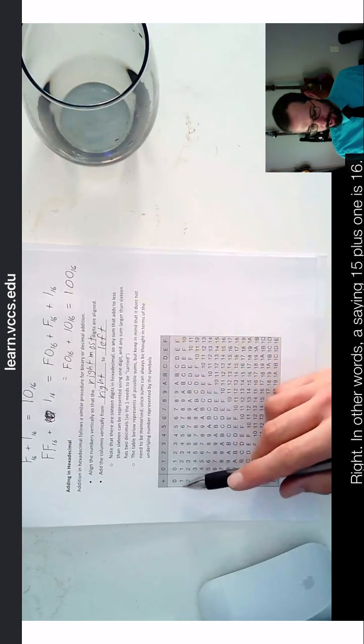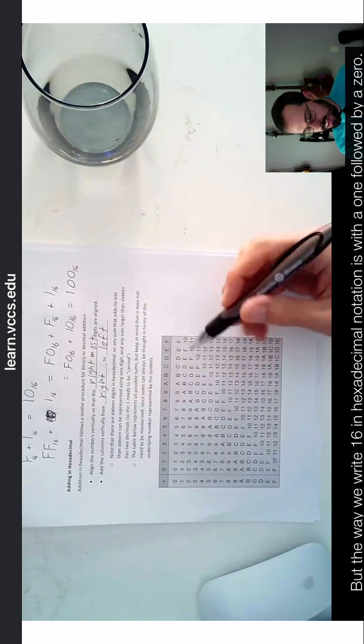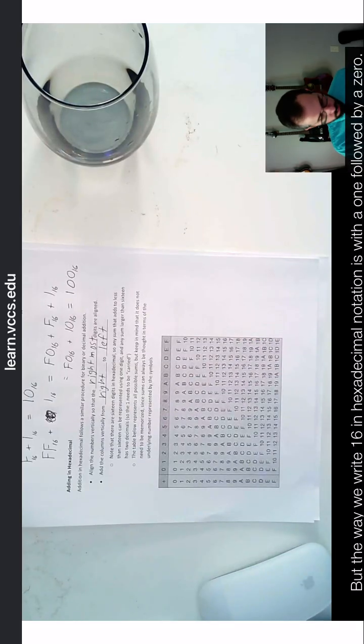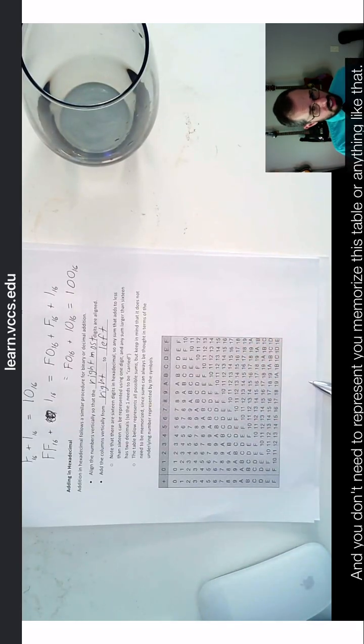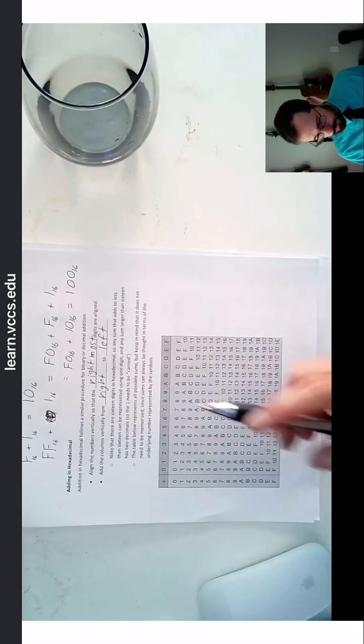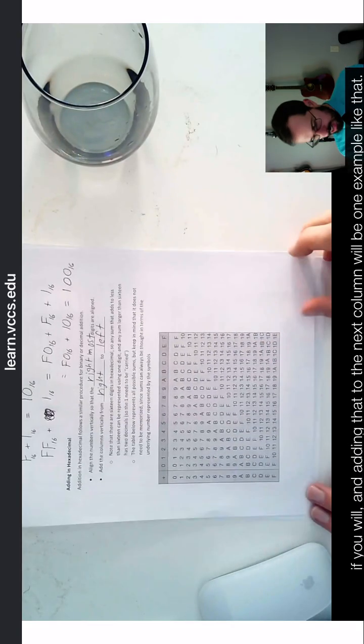In other words, it's saying 15 plus 1 is 16, but the way we write 16 in hexadecimal notation is with a 1 followed by a 0. You don't need to memorize this table or anything like that. You can always think about sums in terms of the underlying number that is represented by these numerals. So anytime we get to a sum that is going to need more than 1 digit, we're going to end up carrying the 1, if you will, and adding that to the next column.